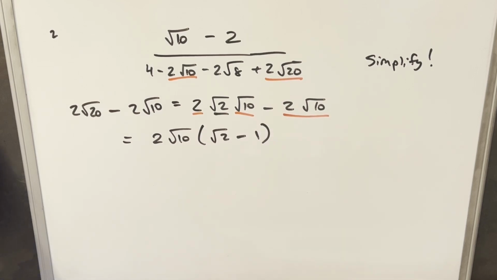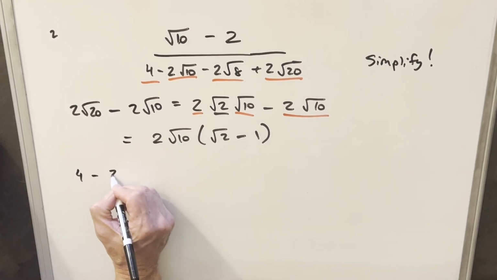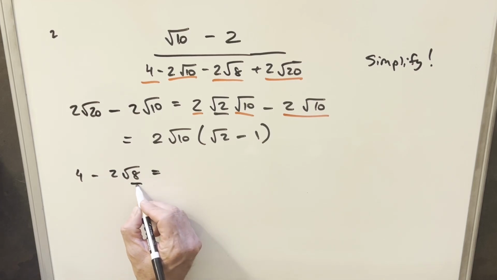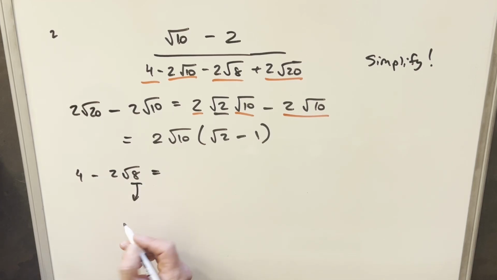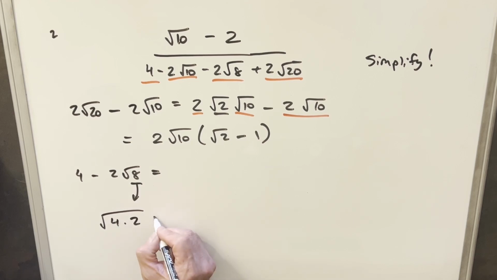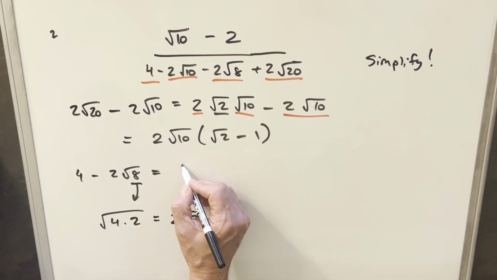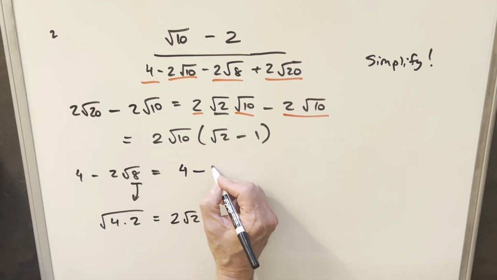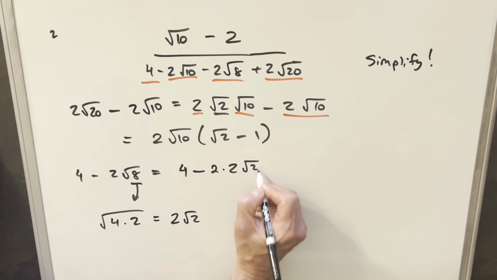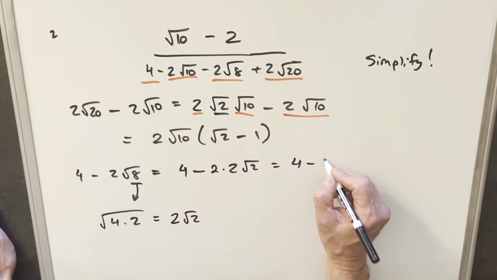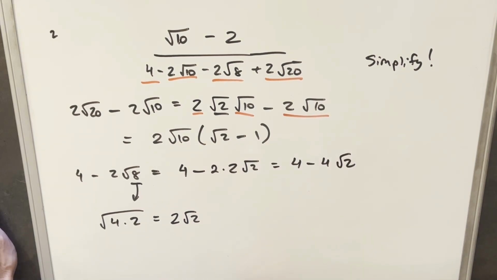Next I have this 4 and 2 square roots of 8 to deal with, so let's see if I can do any simplification with that one. We'll bring this down here. Let's look at this square root of 8. We could write this as 4 times 2 in the radical, and then take the square root of 4 and write this as 2 square root of 2. So I can write this as 4 minus 2 times 2 square root of 2, but that's just the same thing as 4 minus 4 square root of 2.